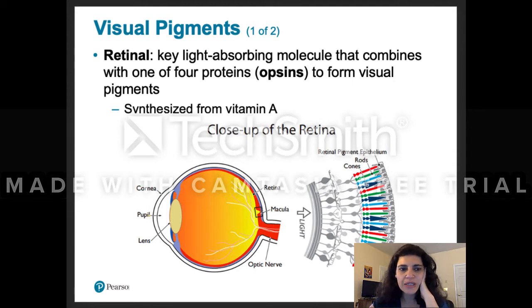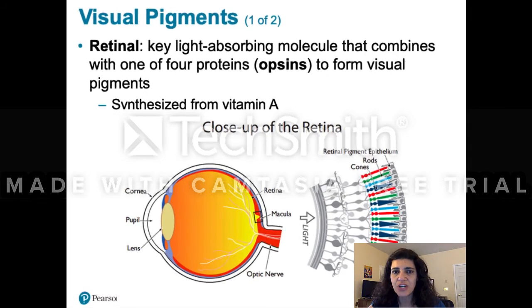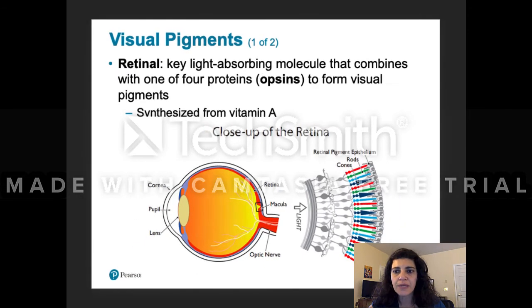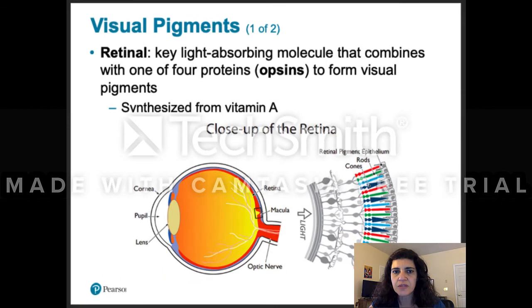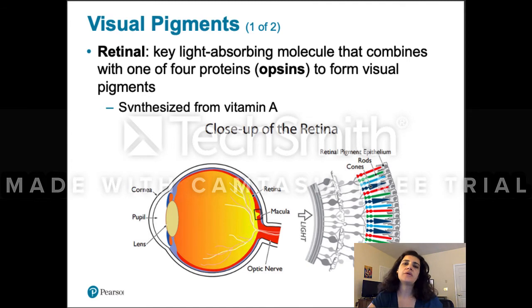Now let's talk a little bit about adaptation. So adaptation is when you are in either a super bright place and then you go to a dark place, or the other way. So we're going to talk about light and dark adaptation.